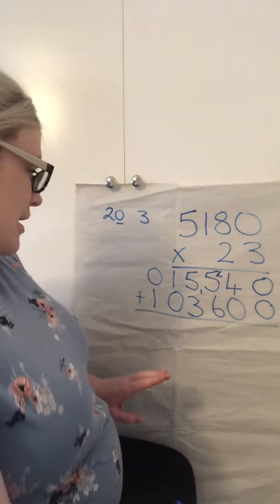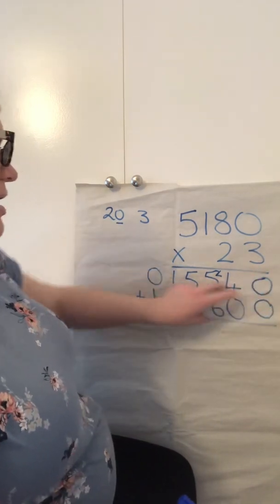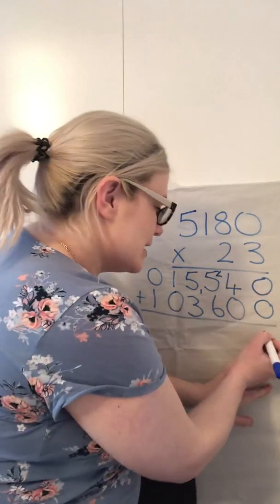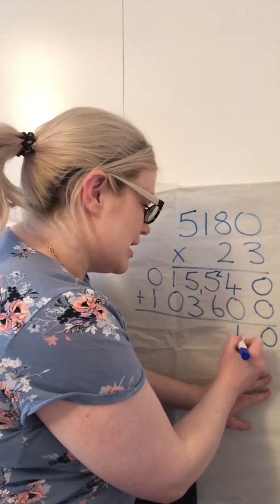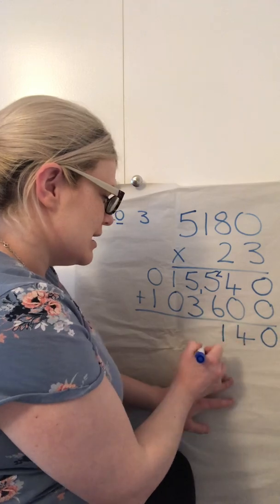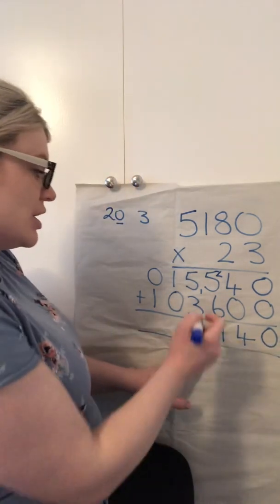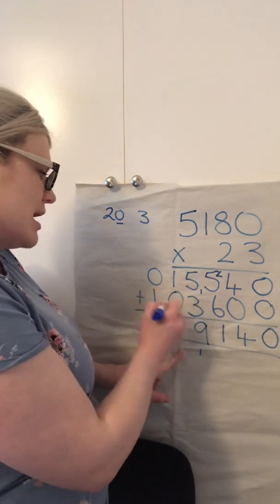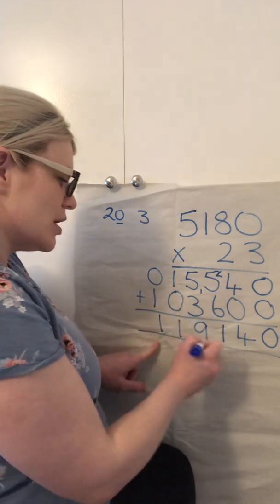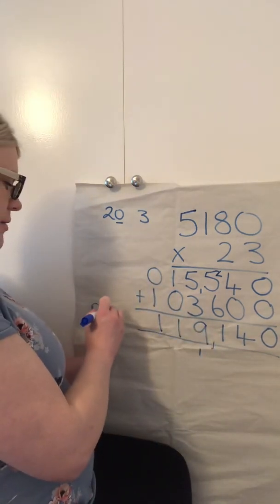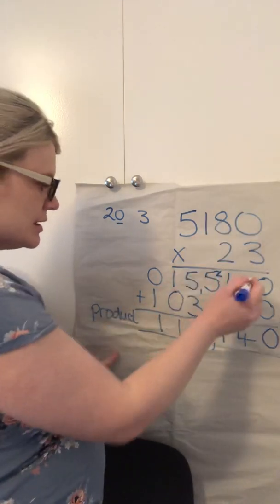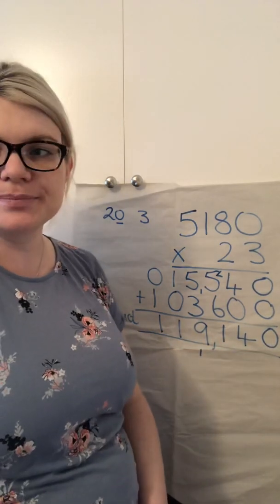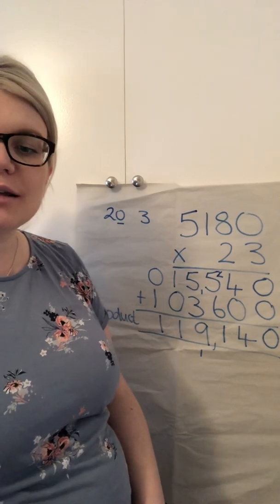Final step. We need to add. Okay, so look how large our numbers are now. We have 6-digit numbers here, 5 and 6 digits. Okay, 0 add 0 is 0. 4 add nothing is 4. 5 add 6 is 11. Don't forget your little exchange. 5 add 3 is 8. Add your 1 is 9. 1 add 0 is 1. 0 add 1 is 1. So the product, that's when we multiply 2 numbers. The product or the answer is 119,140. Okay? So that is the first example.